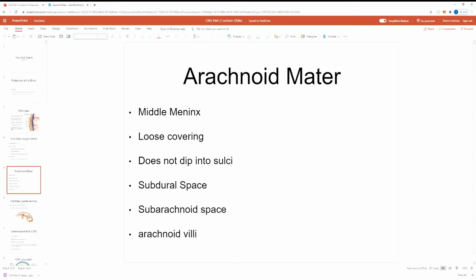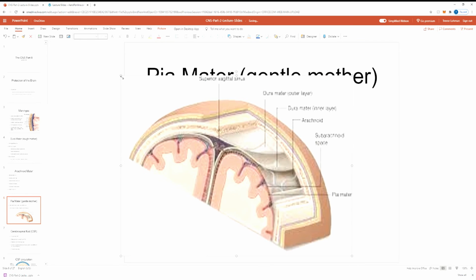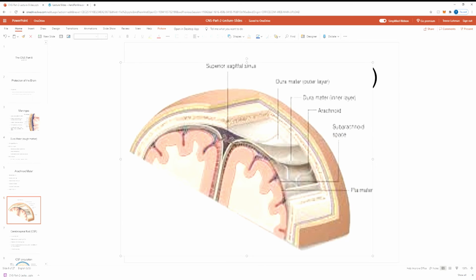Something unique to the arachnoid mater is the presence of arachnoid villi. I'm going to go down to this slide again. It's probably pretty tough to see, and now the quality's just lost. But you can see these two little, almost kind of like mushrooms, growing into this superior sagittal sinus within the median longitudinal fissure.